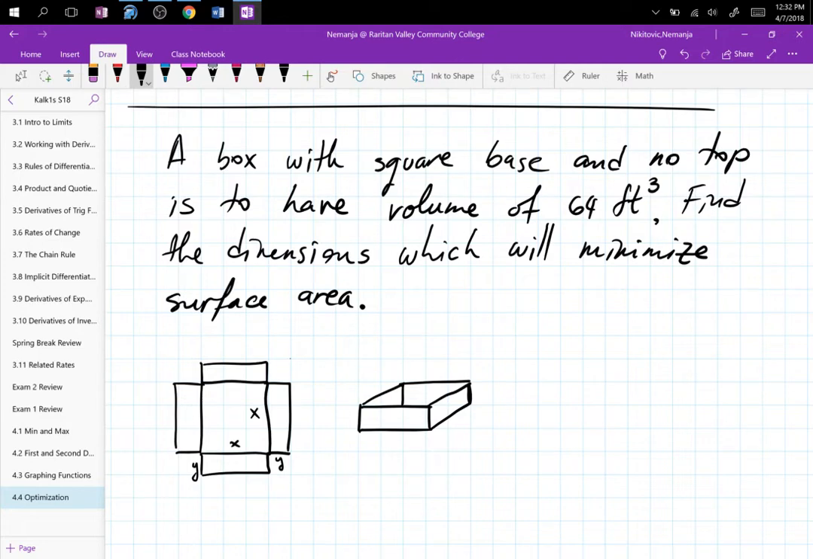What's the volume for this box? X squared times y equals 64, and there's your constraint equation. Constraint equation is the one without min and max. What's your surface area?